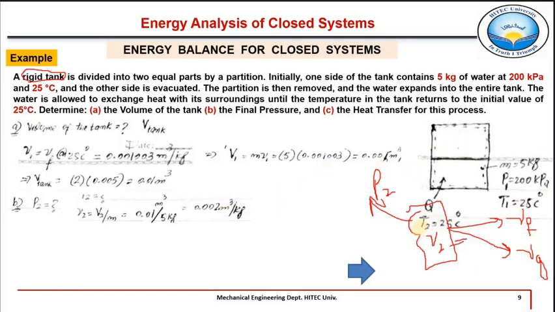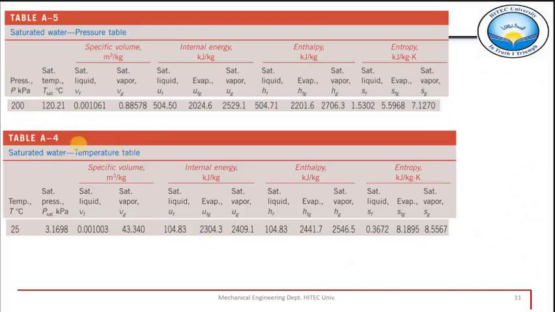So let's see what is Vf and Vg at this temperature of 25. So let's consult the saturated table. So here is the saturated table for a given temperature. What is temperature? 25 degrees Celsius, and corresponding to this 25, what is Vf and what is Vg? That is 0.001003 and Vg is 43.34. Saturated liquid volume and saturated vapor volume, units meter cubes per kilogram.